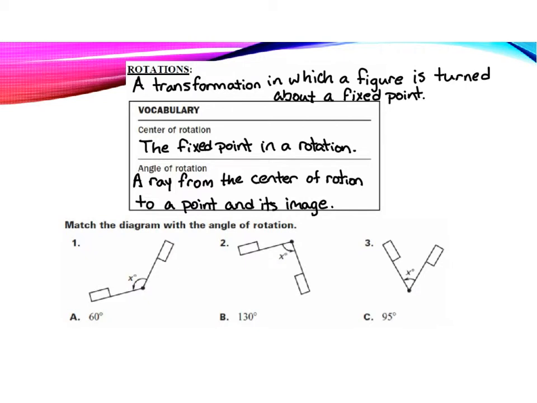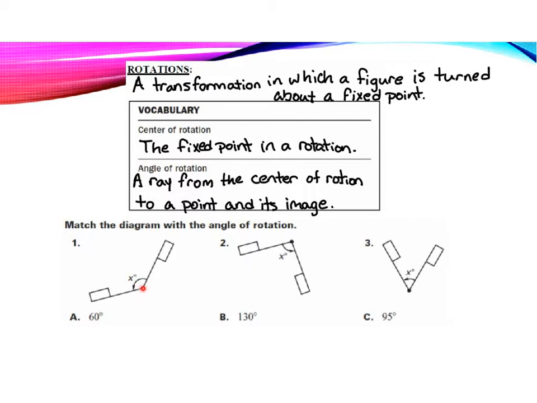Okay, so here are some definitions for rotations. If you did not write this down in class, get this down right now. A rotation is a transformation in which a figure is turned about a fixed point. And that fixed point is called the center of rotation. So that's our definition. The angle of rotation is a ray from the center of rotation to a point and its image. So here is what we're going to be looking at, looking a little bit closer at what the center and angle of rotation are.